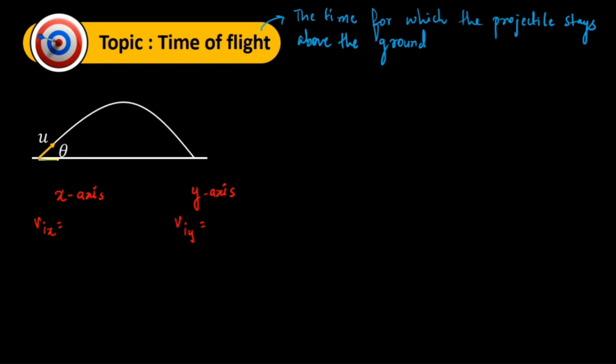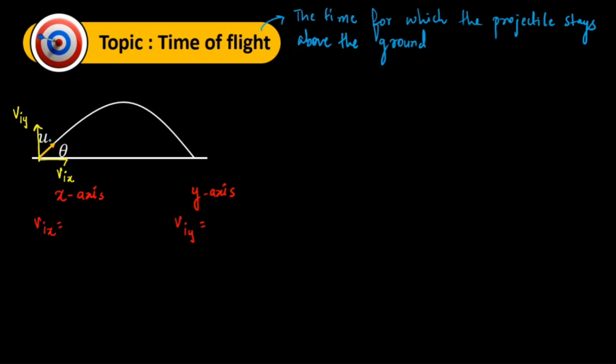This u is making an angle theta with the horizontal, so this u must have two components. One component is along the x-axis and one component is along the y-axis. The component along the x-axis can be written as vix. Similarly, the component along the y-axis can be written as viy. We already resolved the vectors in two dimensions.